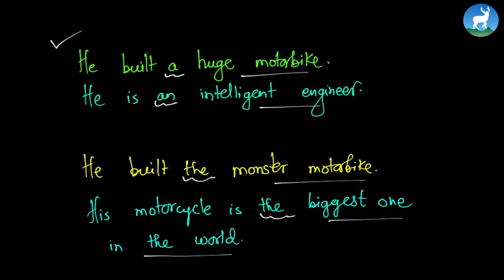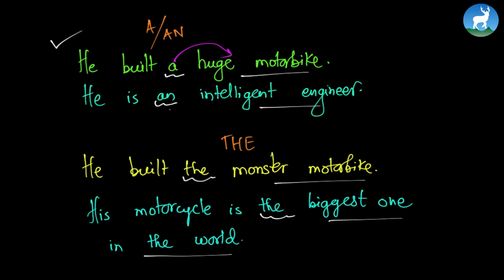Another idea could be why a and an are used in the first two examples and why the word the is used in the other examples. This is another interesting idea. It is because when we talk about a huge motorbike, we are generally referring to any kind of motorbike. It does not mean a particular motorbike. He built a huge motorbike, any kind of motorbike. So out of any motorbike, it could be one.